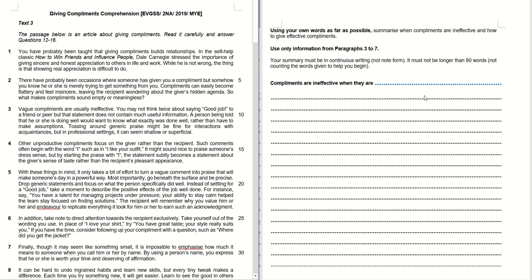Today we'll be doing the summary writing for the comprehension giving compliments. So you should have your insert and the question paper beside you, right next to each other, with a pen and a highlighter in hand. It's good that you have different highlighters. We will go through how to do the summary writing.